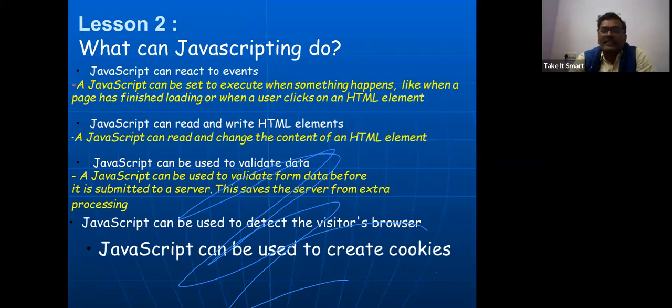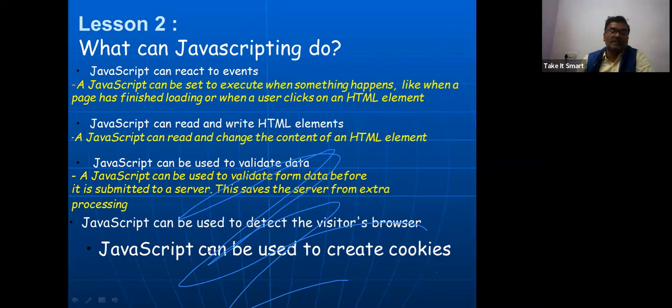Or when the user clicks on an HTML element. So JavaScript can read and write HTML elements. JavaScript can change the content of an HTML element. JavaScript can be used to validate data. JavaScript can be used to validate form data. Fine. JavaScript can be used to validate the form data before it is submitted to the server. Save the server from extra processing.